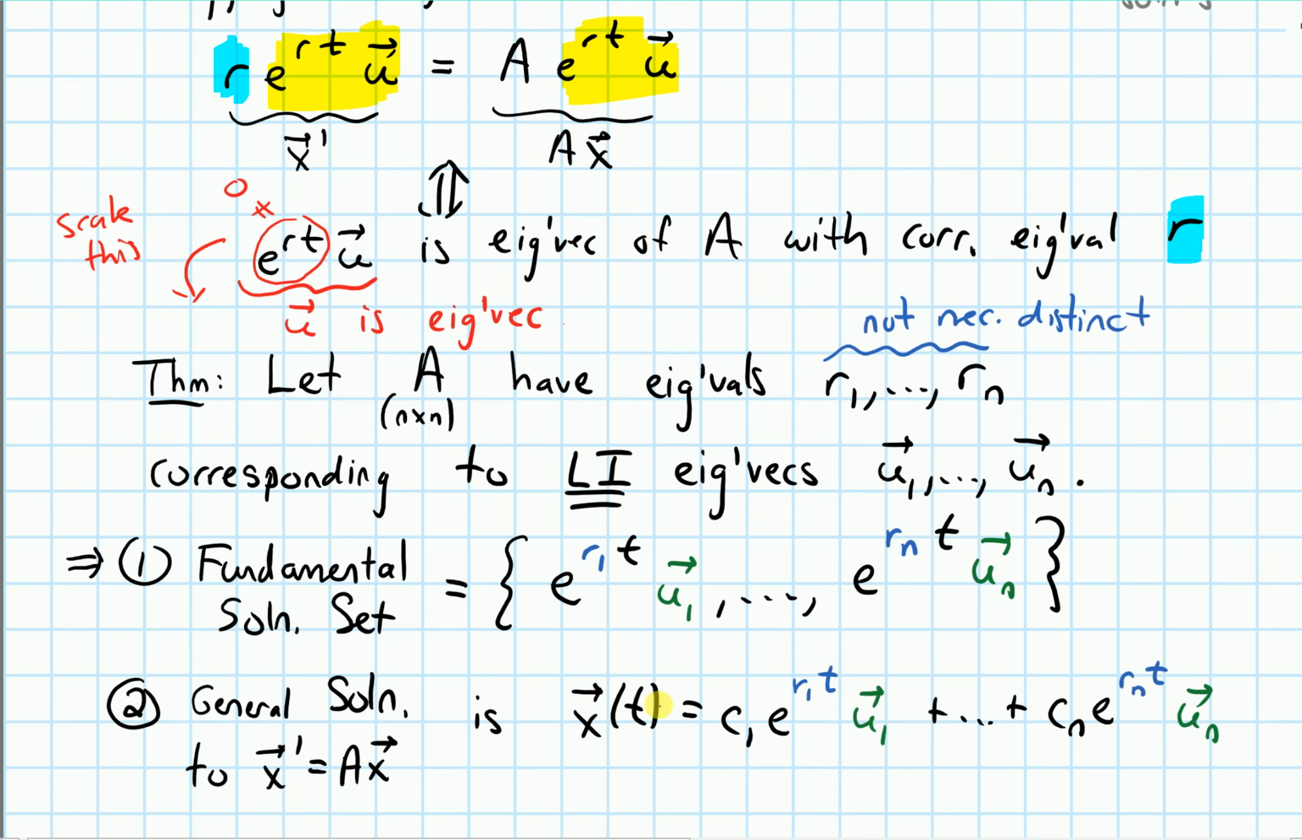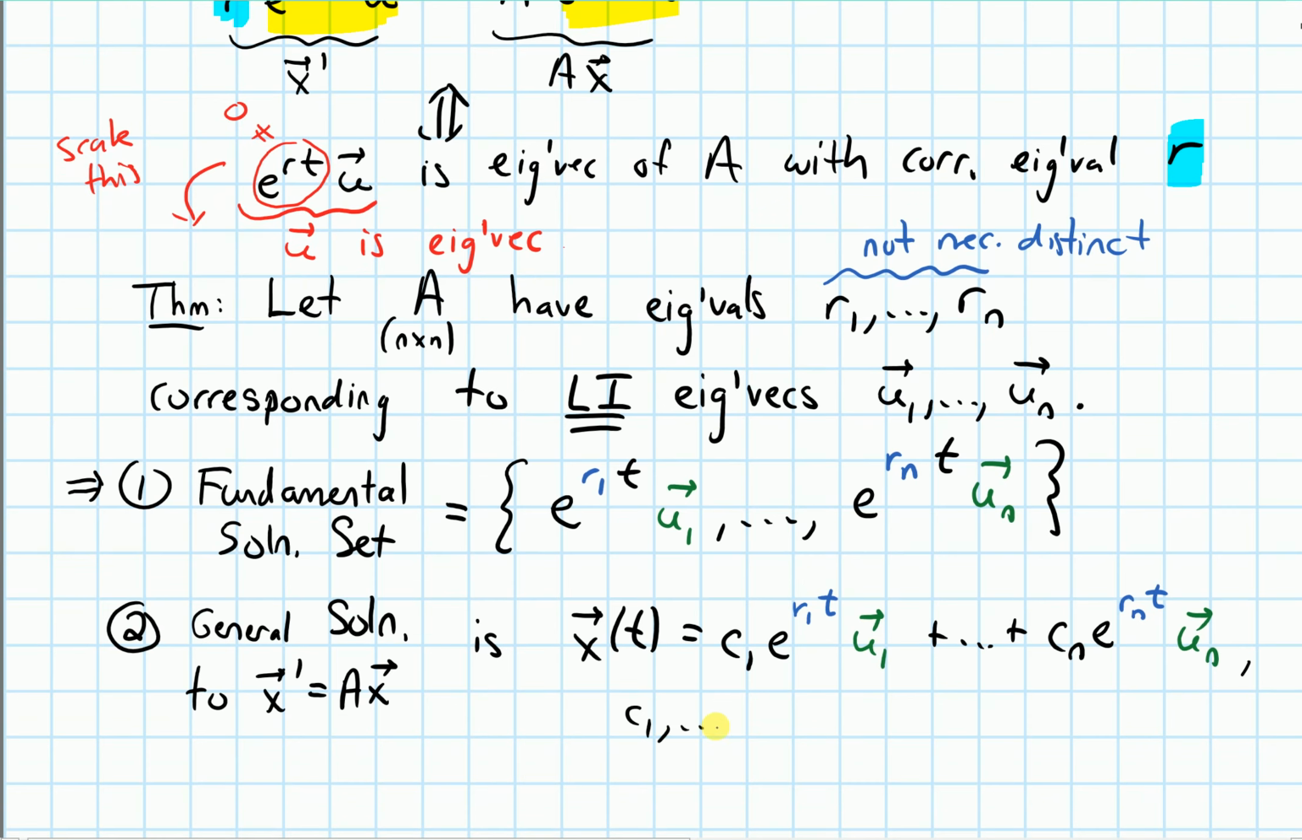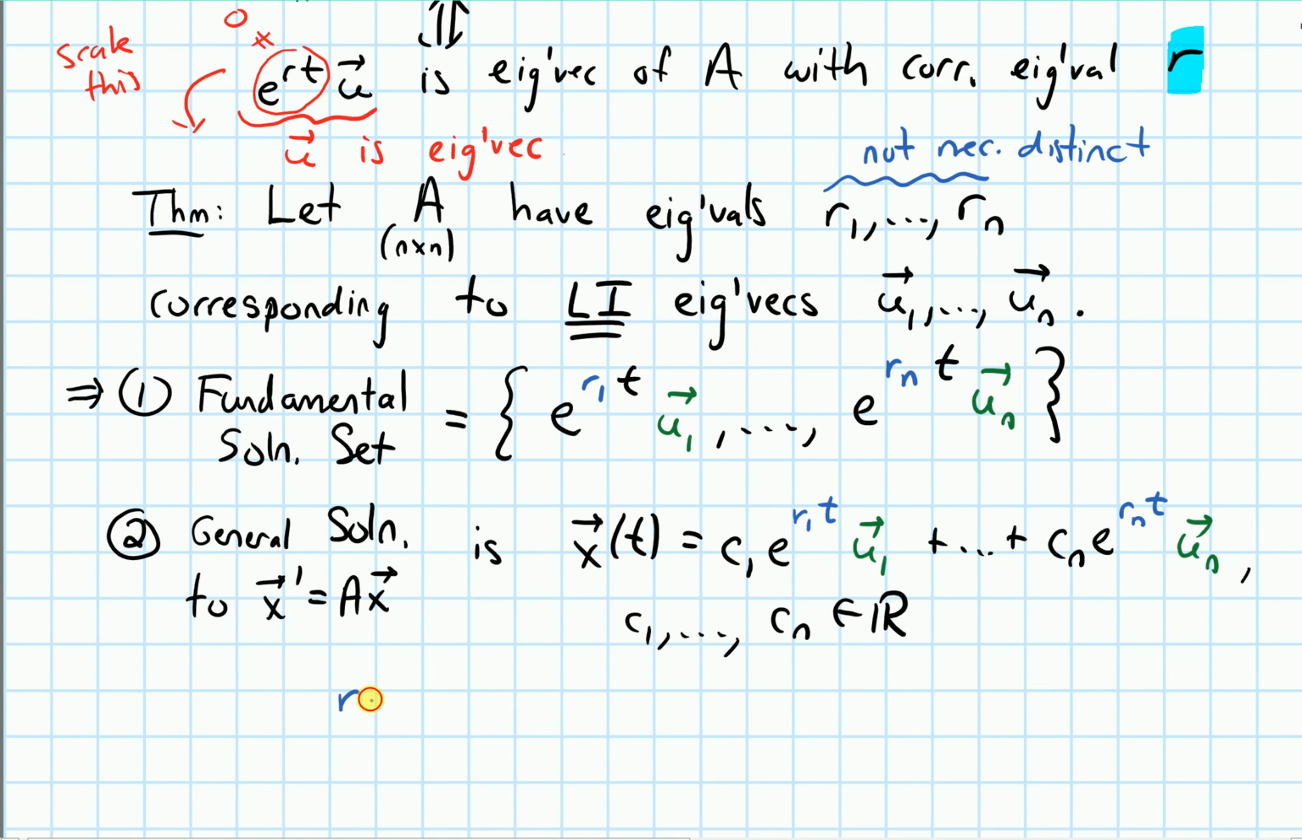So that's why we get x of t equals c1 times that first function, e to the r1t times u1, plus dot dot dot, plus cn times this last vector valued function, e to the rn times t, and then times the vector un. So in this formula, c1 up to cn are real. The ri's are eigenvalues, and the ui's are eigenvectors. So I'm going to say these are eigenvectors of A, the ri are eigenvalues of A.